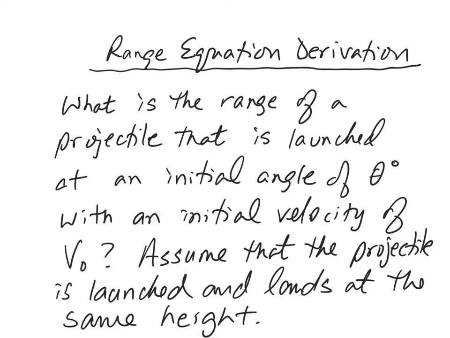So the question might take the form of this. What's the range of a projectile that is launched at an angle of theta? We don't know a specific number, it's just called theta, with an initial velocity of v0. We're going to assume that the projectile is launched and lands at the same height. So as soon as you see that, you're going to say, okay, same height, delta y is going to equal 0. As soon as you see that, you write down delta y is 0. And the other given information will start on the next page.